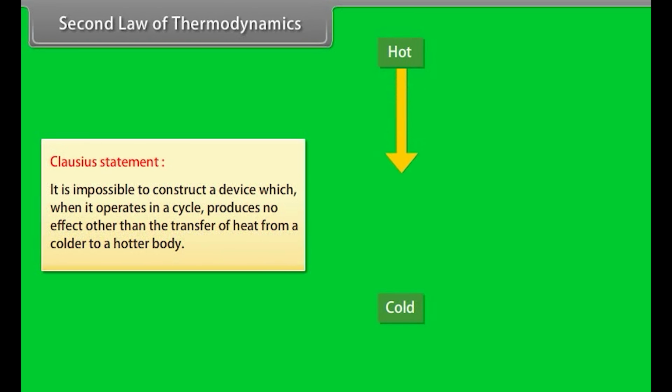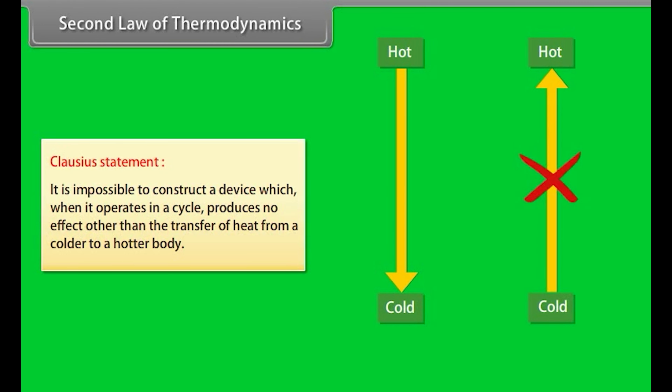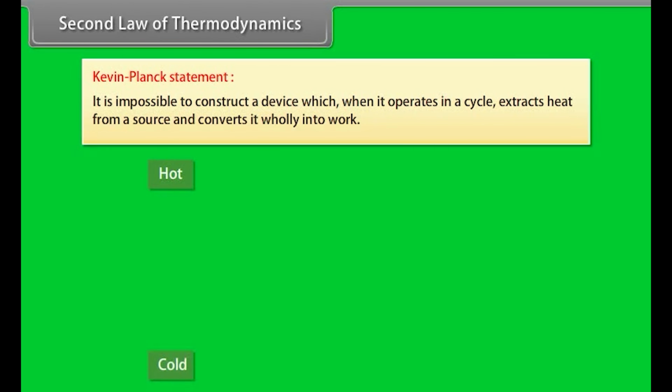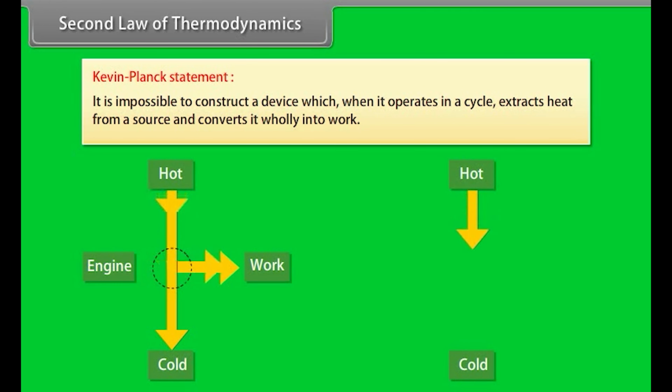It is impossible to construct a device which, when it operates in a cycle, produces no effect other than the transfer of heat from a colder to a hotter body. Kelvin-Planck statement. It is impossible to construct a device which, when it operates in a cycle, extracts heat from a source and converts it wholly into work.